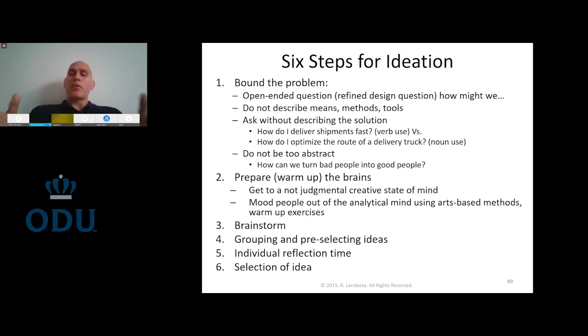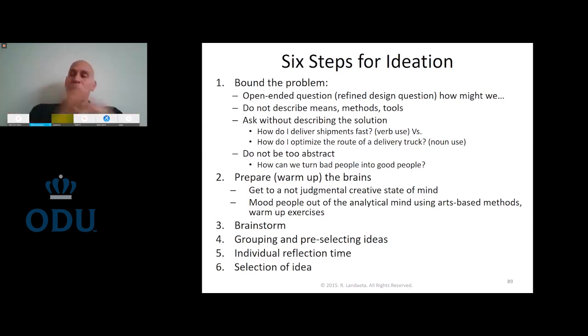When we bound the problem, we ask a question that, again, provides the scope of what we're doing or not. And we saw that when we talked about the mice, and with that conclusion of user needs this because of that. It's very, very important that the question only describes the needs, not means or methods or tools.